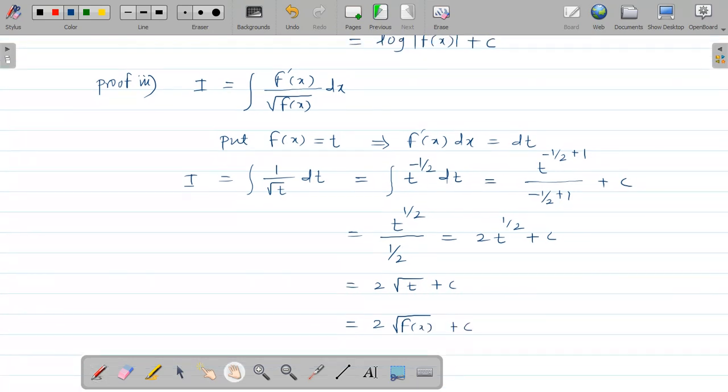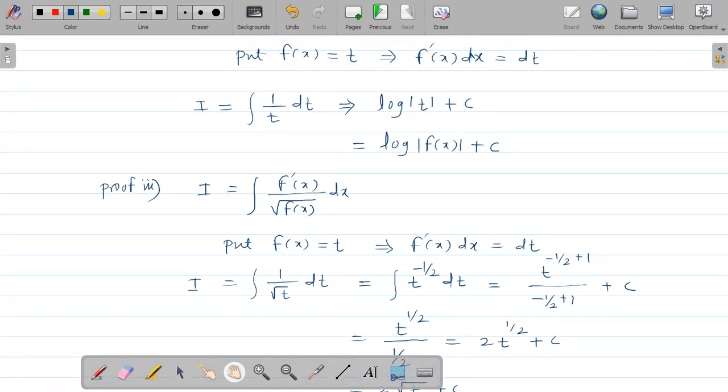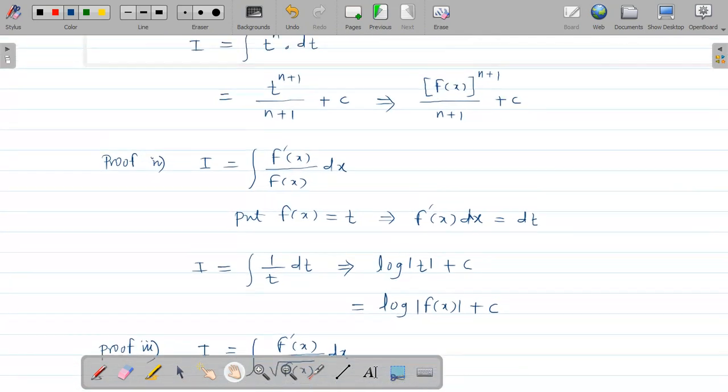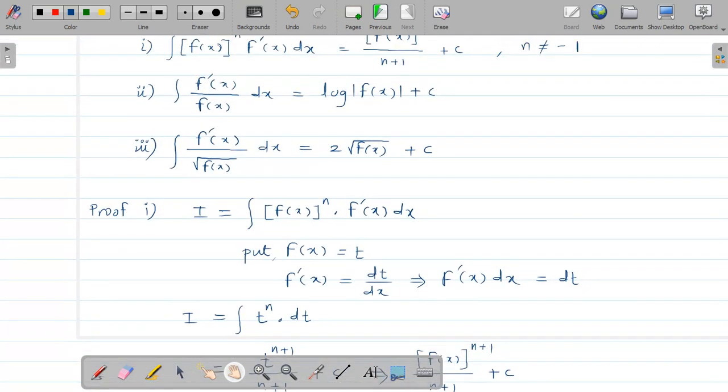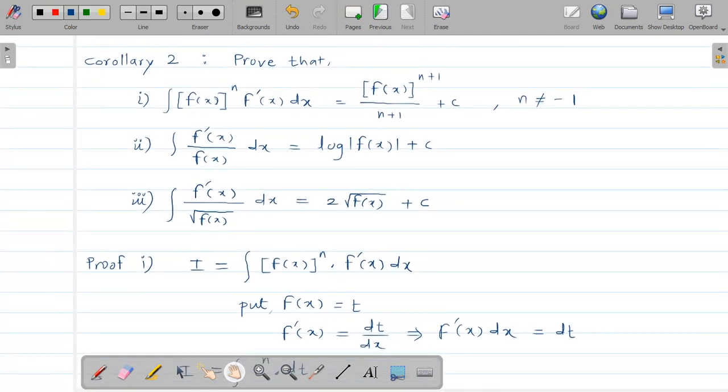So all these corollaries are related to the substitution method. The method of substitution is very useful to integrate complicated integrations, so that a complicated function reduces to the standard forms of integration, and that's why it will be easy for you to evaluate the integration.